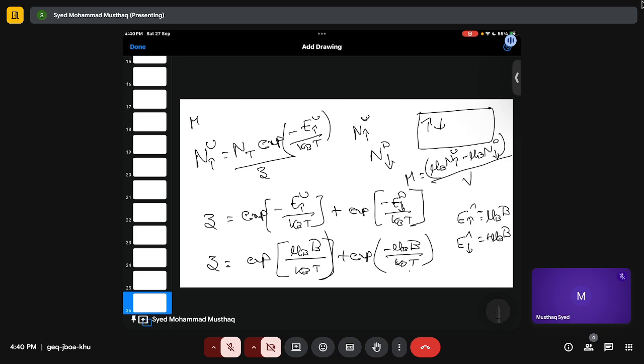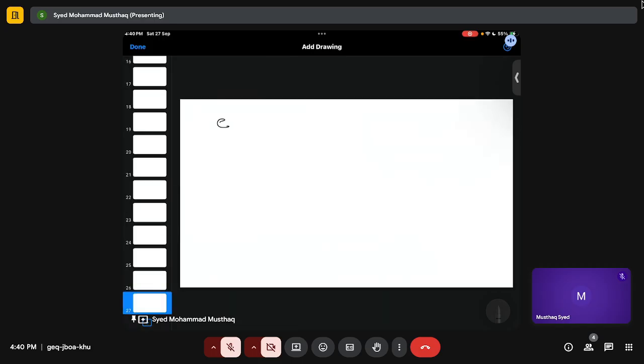Now how do they look? Exponential of x plus exponential of minus x will be equal to 2 cosh x, the hyperbolic cos function. People call it cosh x or anything. So then Z will be equal to 2 cosh of mu B B upon K_B T.